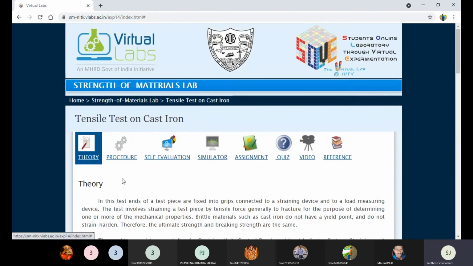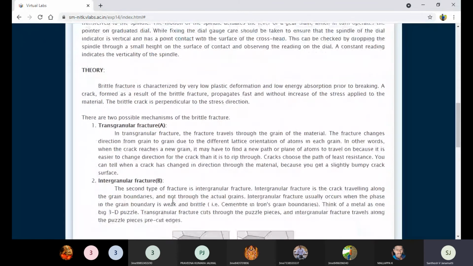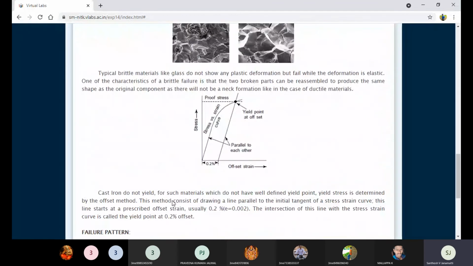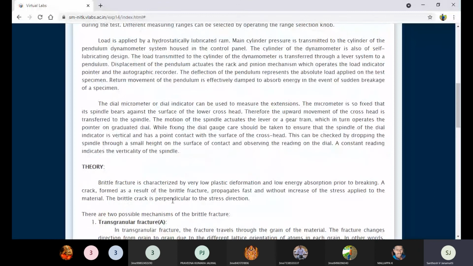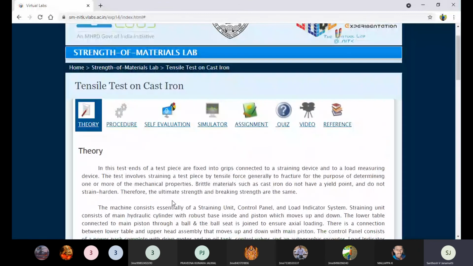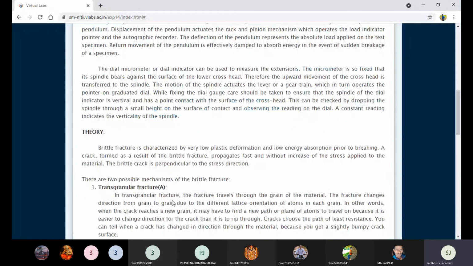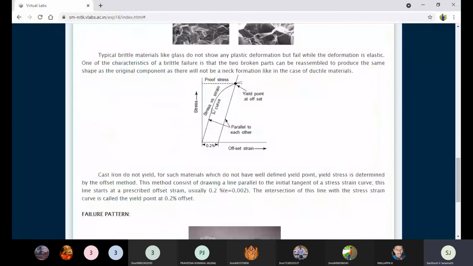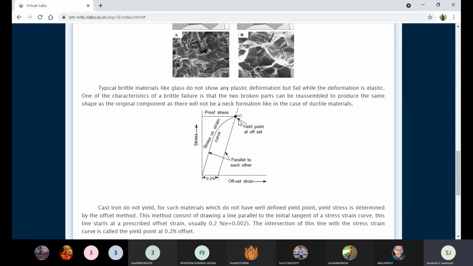Now I will take the theory of the cast iron. See here the theory, everything will be the same. Now I will show the stress strain diagram for the cast iron. Here we can see the stress strain diagram for the cast iron. So here the fracture takes place. Once the yield takes place in that material, there are no further features for that material. Complete fracture takes place.